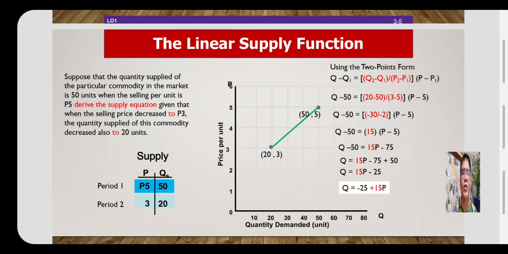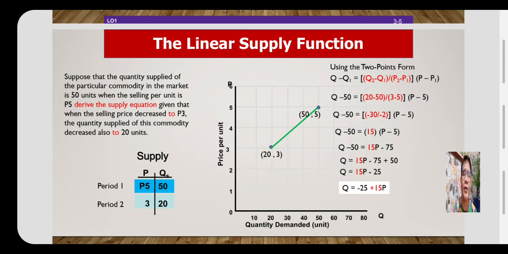Suppose that the quantity supplied of the particular commodity in the market is 50 units when the selling price is 5 pesos per unit. Derive the supply equation given that when the selling price decreased to 3 pesos, the quantity supplied of this commodity decreased also to 20 units.